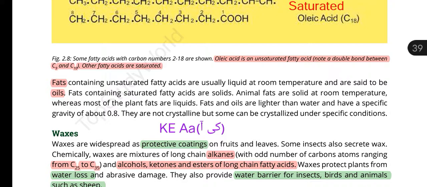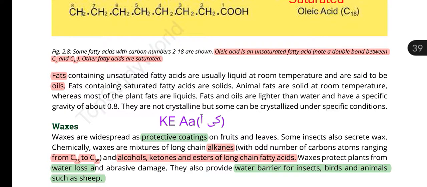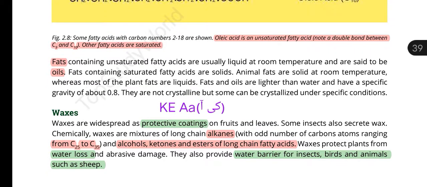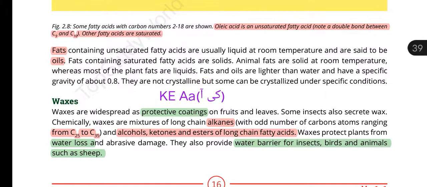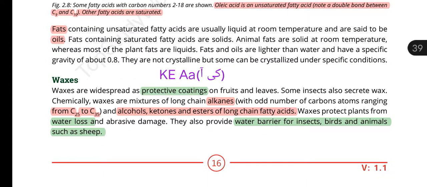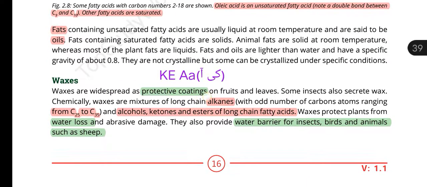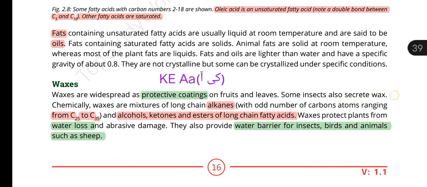Actually, there is a mnemonic here: KEAA. K is for ketone, E is for esters of long chain fatty acids, A stands for alcohol, and A stands for alkanes. Waxes are widespread as a protective coating on fruits and leaves. Some insects also secrete wax.